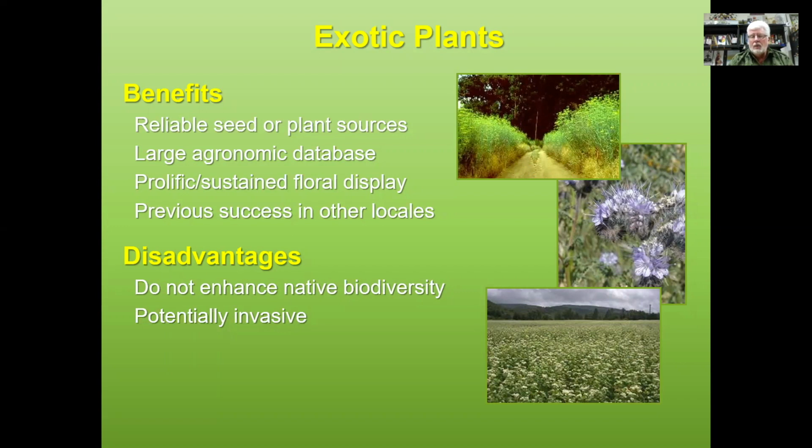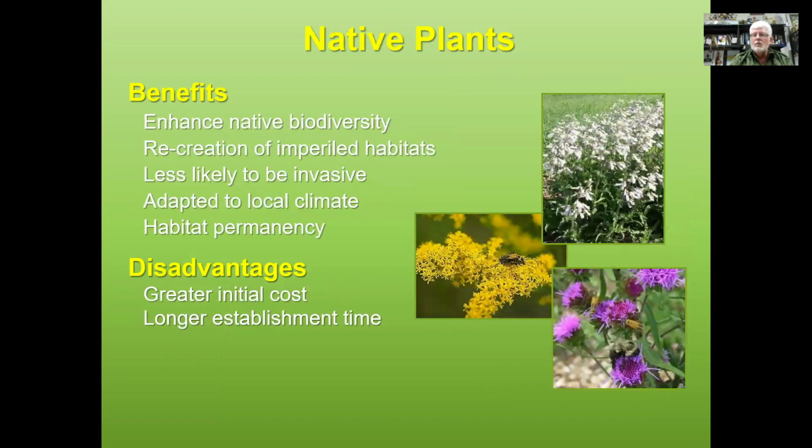And as is the case with a number of species, a good example is the monarch. Our native milkweed, that is what they feed on. So exotic plants are not really going to do it to sustain monarch populations. So native plants enhance native biodiversity. They recreate imperiled habitats. They're less likely to be invasive. They're also adapted to our climate. So as weather changes, they also have the ability to deal with droughts, severe heat, etc. There is unfortunately a greater initial cost, and it can often have a longer establishment time.